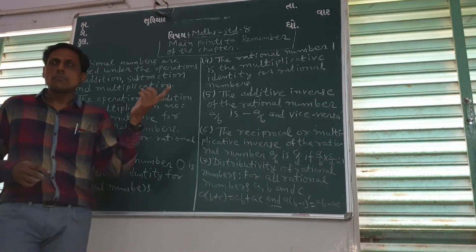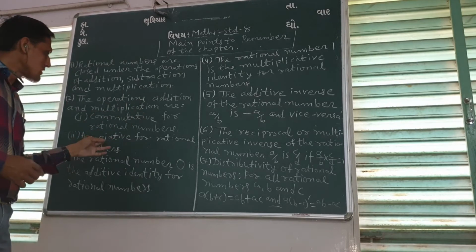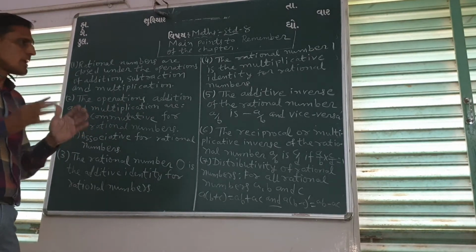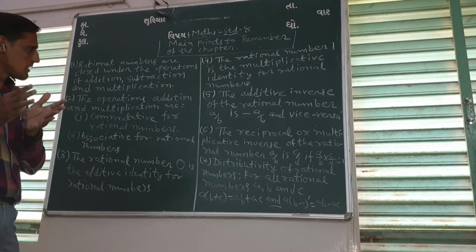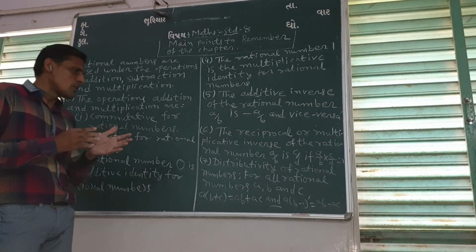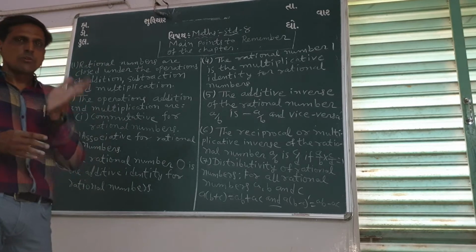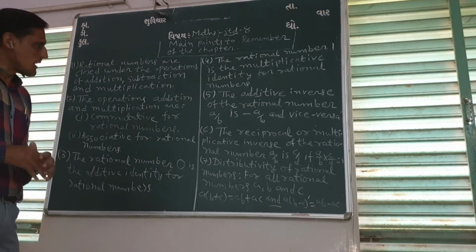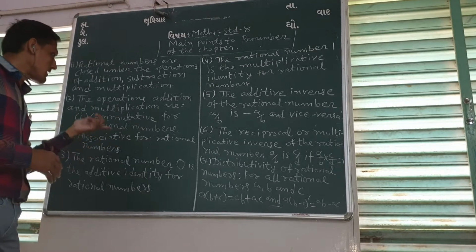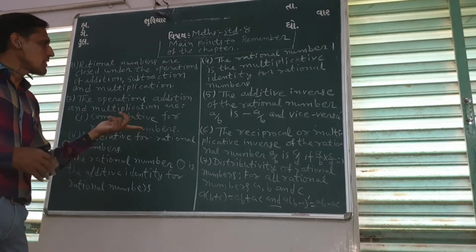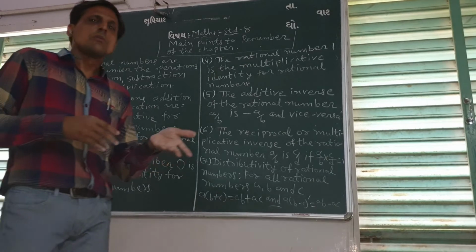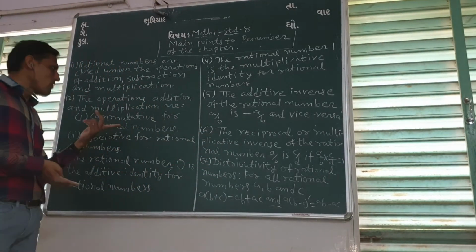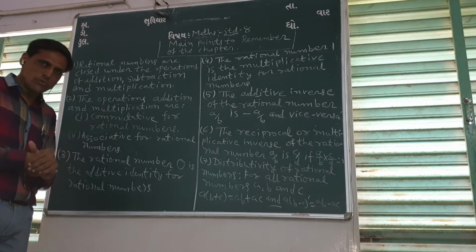Associative means a plus b plus c is equal to a plus b in bracket and plus c, right? And for multiplication, a cross b cross c is equal to a cross in bracket b cross c, right? That is called the associative property. And in commutative, a plus b is equal to b plus a, a cross b is equal to b cross a. That is called commutative, and that is called associative.